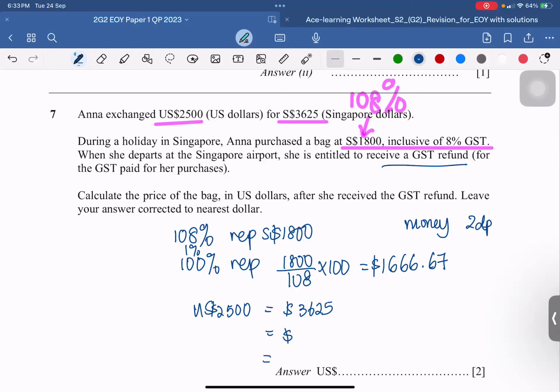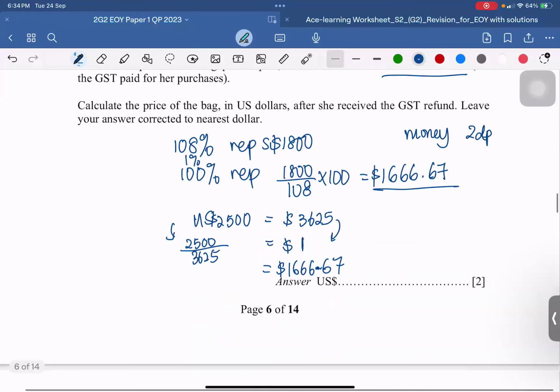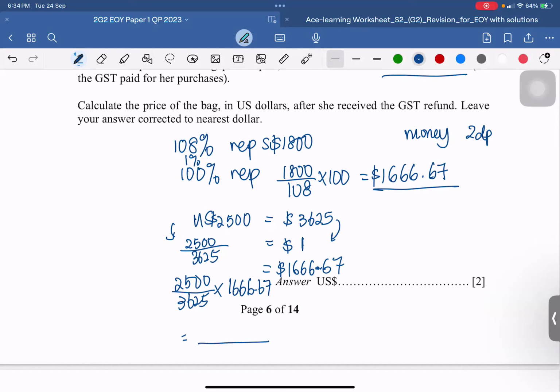Slowly. I have this one in Singapore dollars, right? I have 1666.67. We find $1 first. So what do I do? Divide by 3,625. Correct. So 2,500 divided by 3,625. Anybody got a calculator? Don't need to calculate it now, you can calculate during the exam. Then times 100, then times the 1666.67. Then you get your answer. Find the answer, faster tell me.